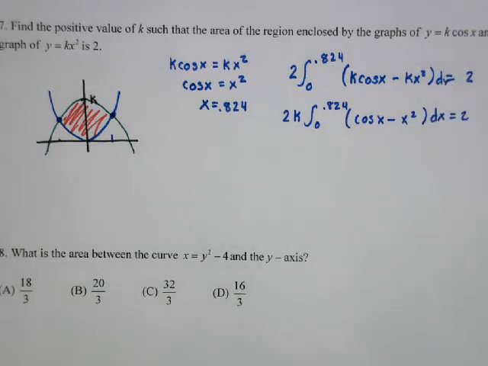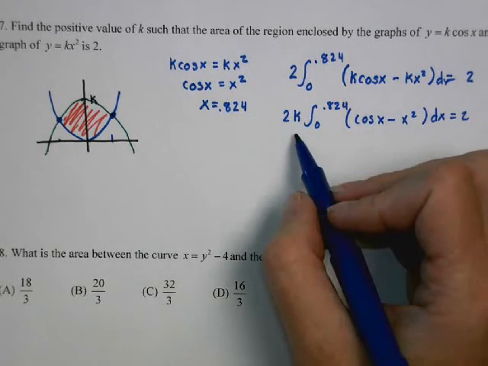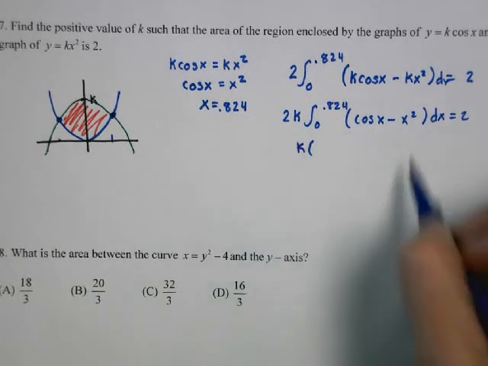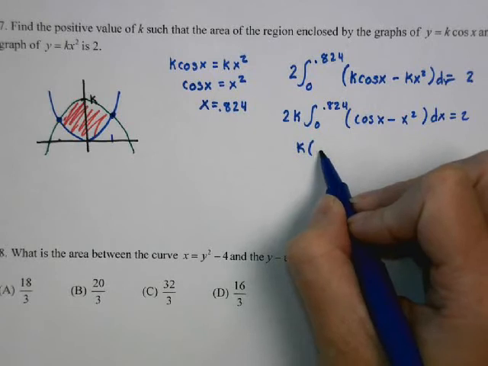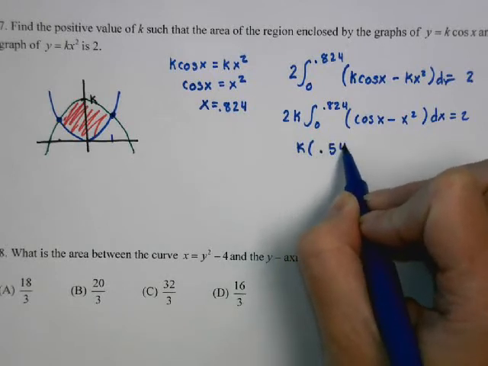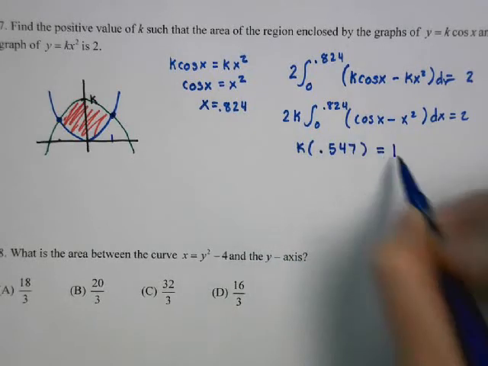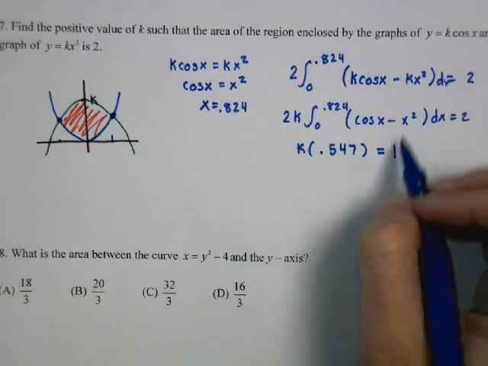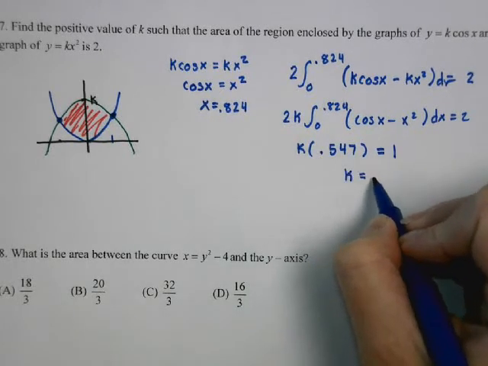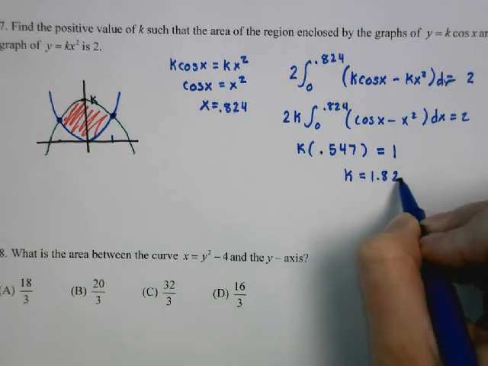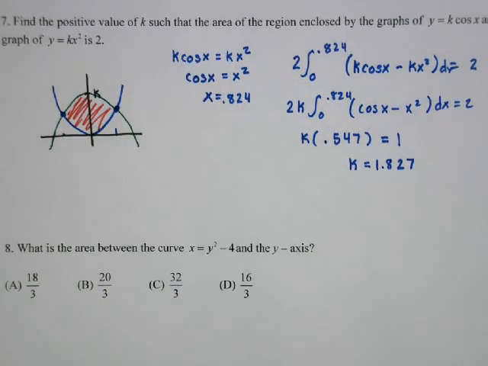Okay, I can divide by 2, and I'll go ahead and use the calculator to evaluate this integral, and you'll get that it's 0.547. So then just divide by that, so the k would be 1.827, would make this area equal to 2.